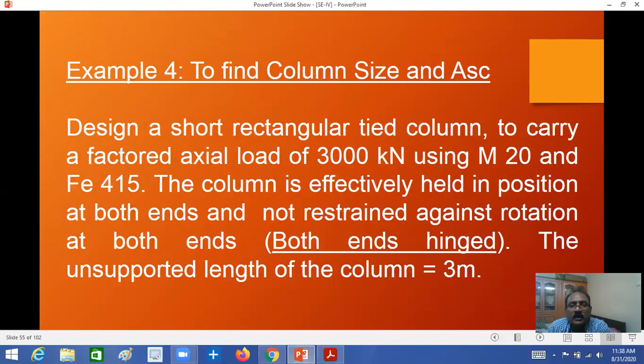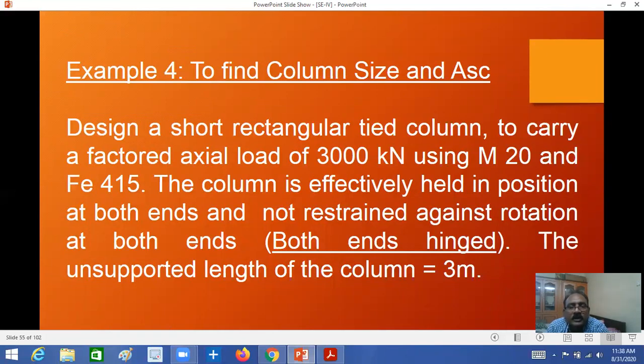Design a short rectangular tied column to carry a factored axial load of 3000 kilonewtons using M20 grade concrete and Fe 415 steel. The column is effectively held in position at both ends and not restrained against rotation at both ends, that is, hinged. The unsupported length of the column is 3 meters.